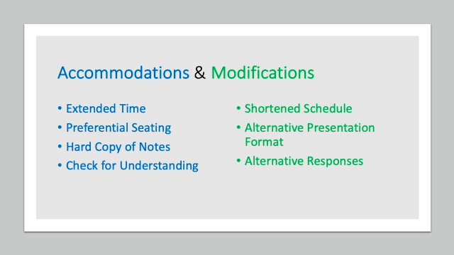Next, they can have alternative responses. So maybe instead of writing their response, they will give an oral response or record their responses through Word using the speech-to-text feature. And finally, we may give alternative assessments. Alternative assessments may include 3 answer choices on a multiple choice exam rather than 4, or various other modifications to the exam. Now, these are just examples. Of course, there are other accommodations and modifications that can be used for students with intellectual disabilities.